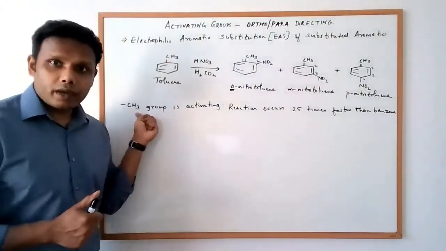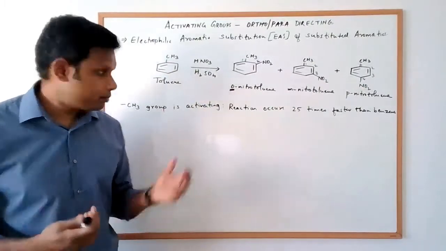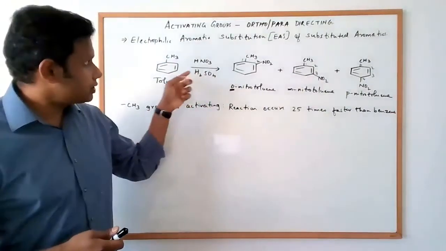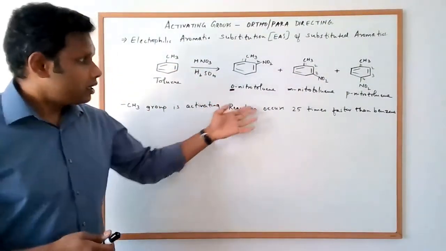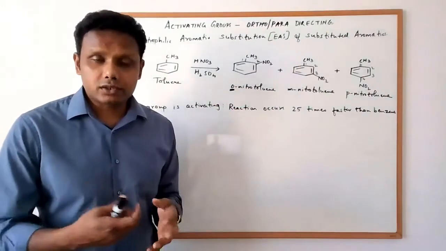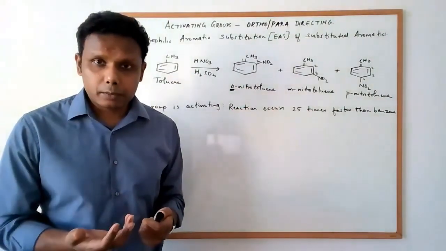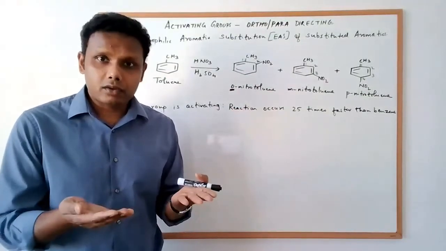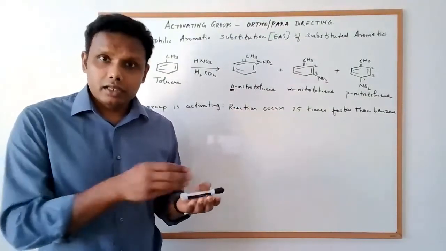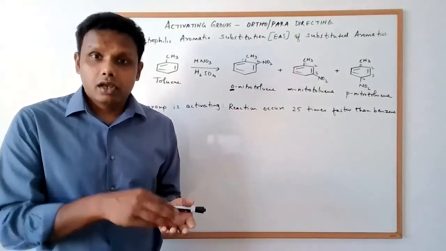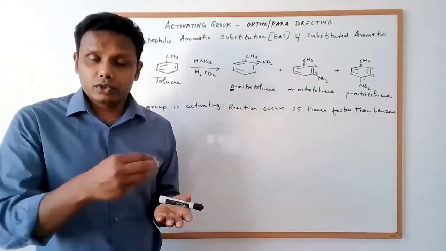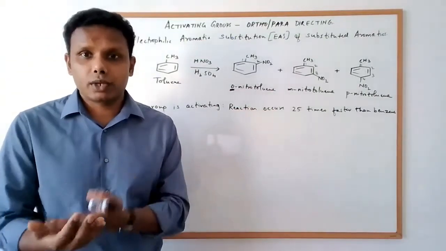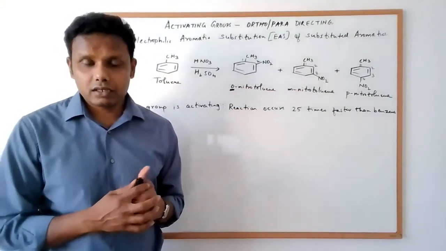Now, the methyl group, as we know, is a weakly activating group because it is an alkyl group. And because of that, this nitration reaction occurs about 25 times faster than the nitration of benzene. What does that mean? That means if you were to run two reactions in parallel, one the nitration of benzene and the other the nitration of toluene, the toluene nitration is going to proceed at a rate 25 times faster than the nitration of benzene.